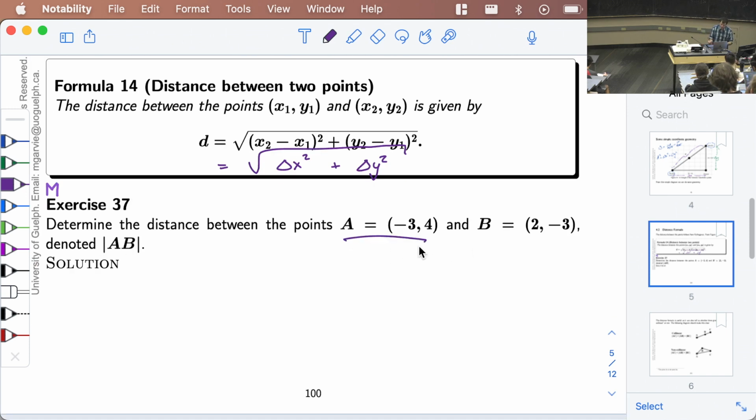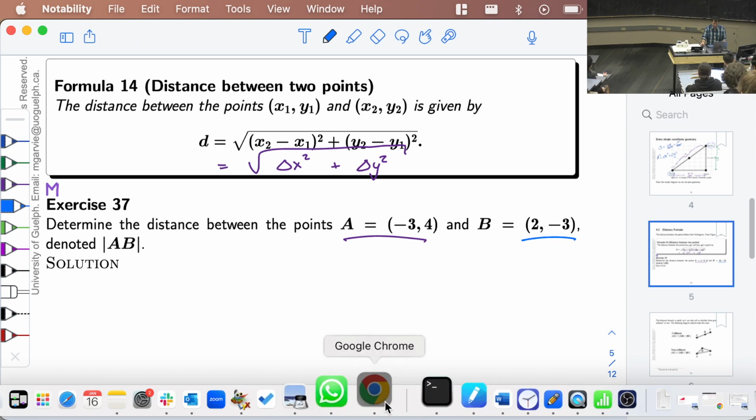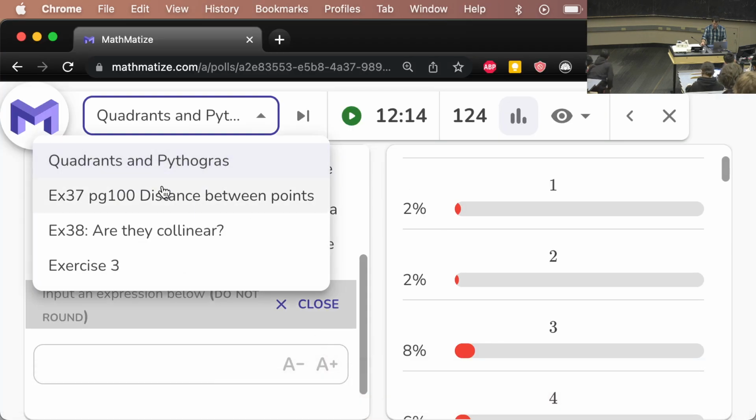Here's one, the point -3, 4, and the point 2, -3. So I will let you guys do this one. Try it on Mathematize. I'll give you 2 minutes to try it, and then we'll take it up.